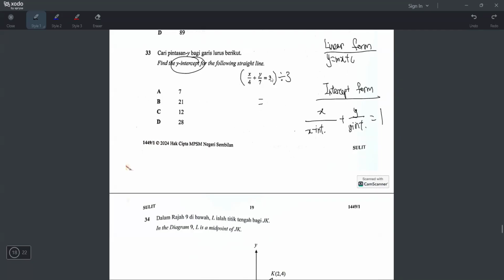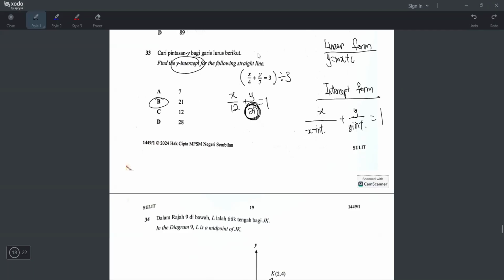You know why, right? Because I want the 3 to become 1. So 3 divided by 3 becomes 1. And then what is x over 4 divided by 3? It will be x over 12, right? Because when you take x divided by 4 divided by 3, it's like x divided by 12. What is y over 7 divided by 3? Y over 21. And what is your y-intercept? This value here. So the answer is B, right? This is one of the methods.